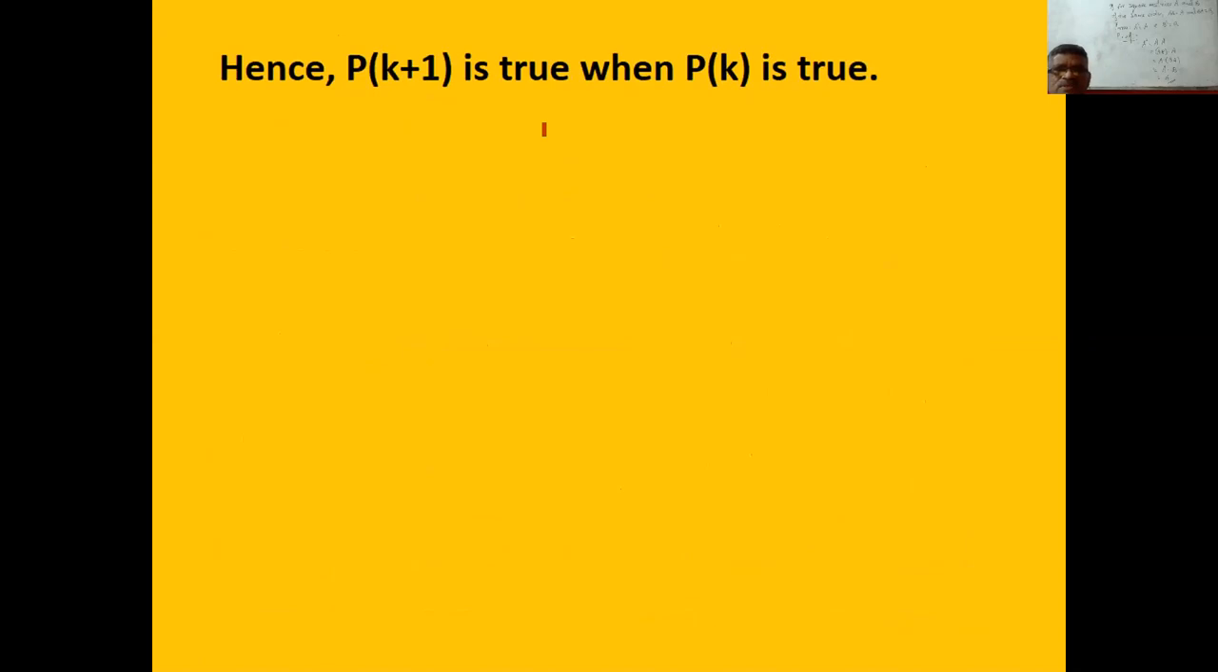So that is how we establish some result using PMI. We make the statement Pn, we verify it for n equal to 1, we assume the result is true for n equal to k, and using that assumption we establish it for n equal to k plus 1. Do this very neatly. This is a very regularly asked question, and that means when P of k is true, P of k plus 1 is true.